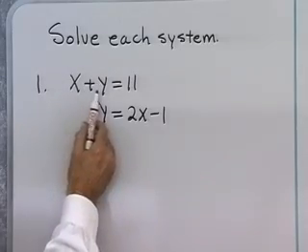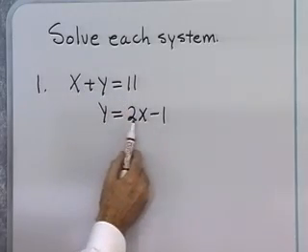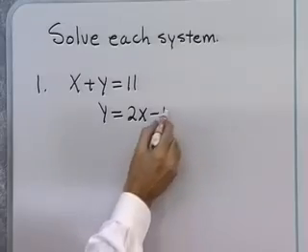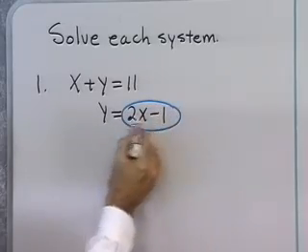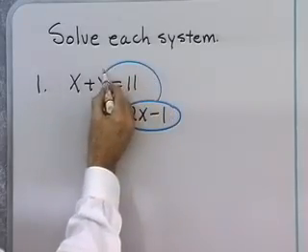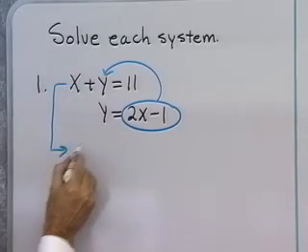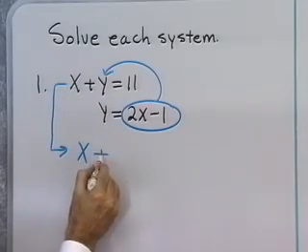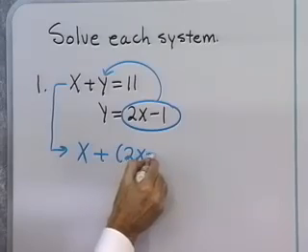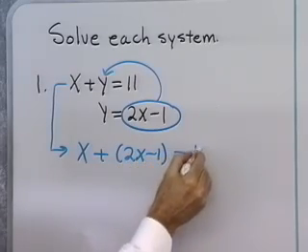Solve this system: x plus y is equal to 11, y is equal to 2x minus 1. So I'm going to take this expression for y from my second equation and substitute it for y in my first equation. When I do that, I have x plus 2x minus 1 is equal to 11.